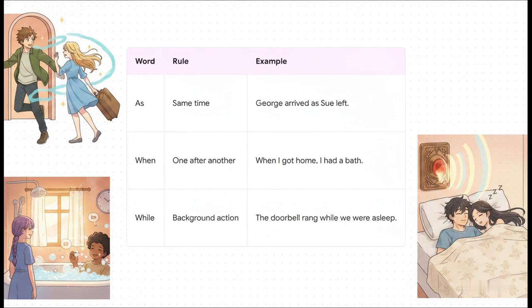Use as for exact simultaneous actions, like George arrived as Sue left. You use when for sequential actions, one after the other. When I got home, I had a bath. And you use while for a background action. The doorbell rang while we were asleep. Keeping these distinct will literally elevate your spoken English overnight.